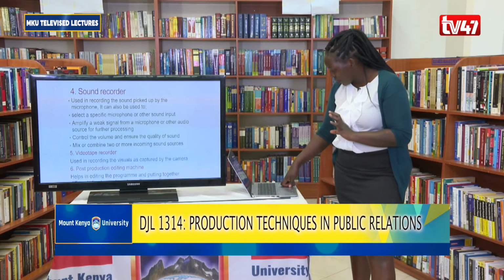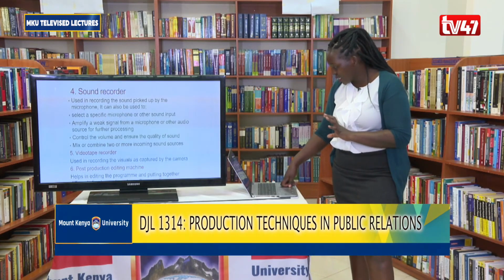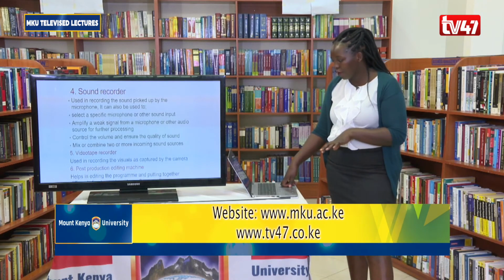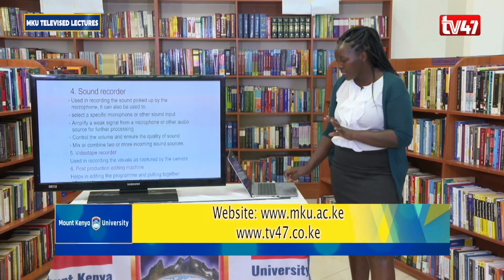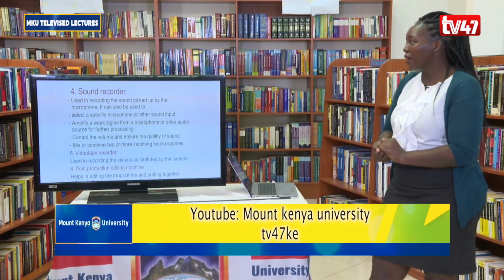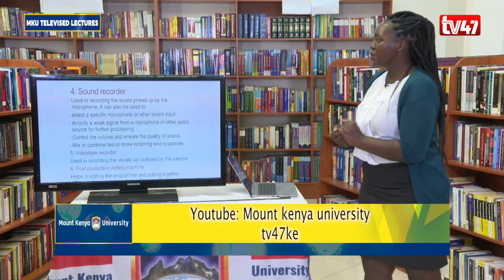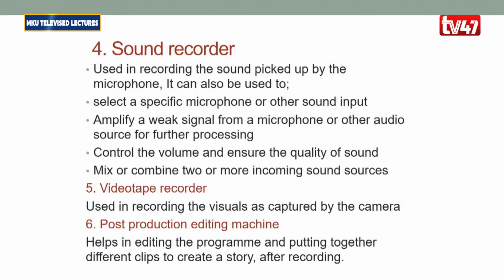So we move on and look at another basic requirement or basic equipment for you in production, and that is the sound recorder. It is used in recording the sound picked up by the microphone. It can also be used to select a specific microphone or other sound input. It can be used to amplify a weak signal from a microphone or other audio sources for further processing.